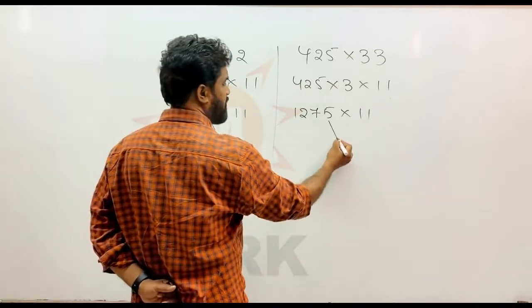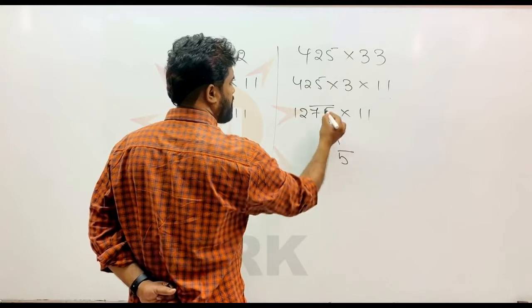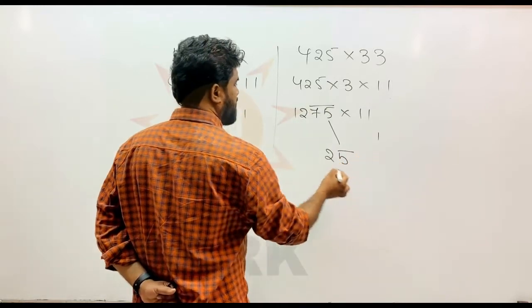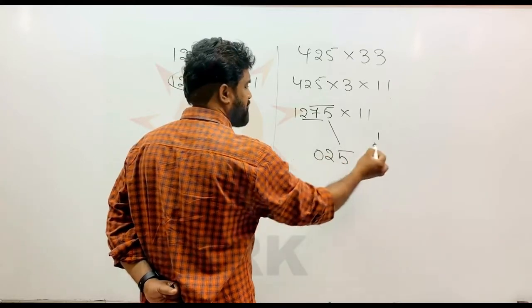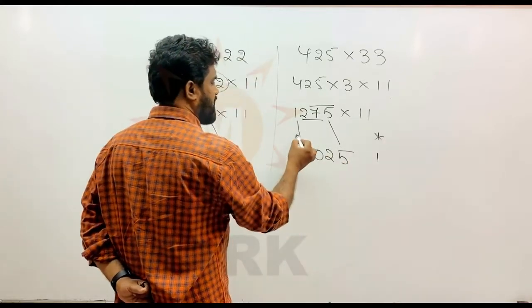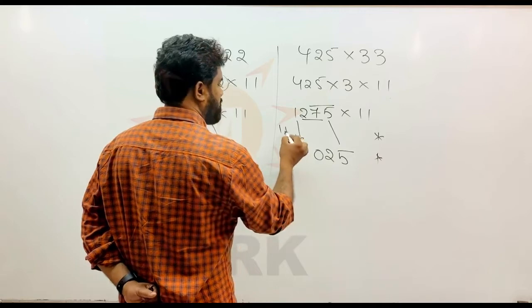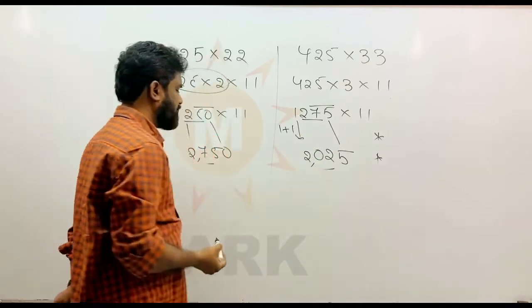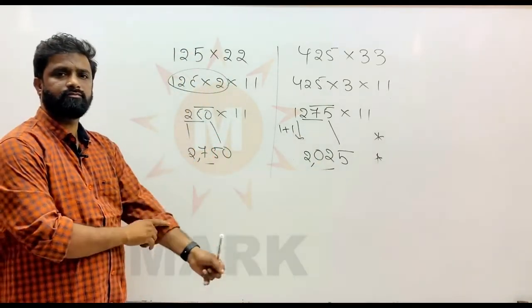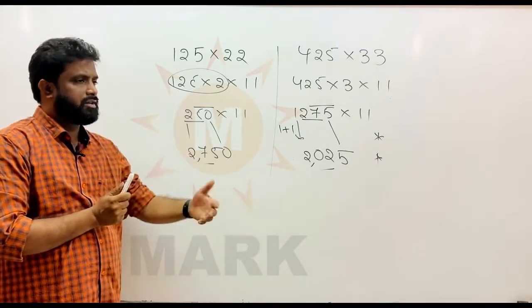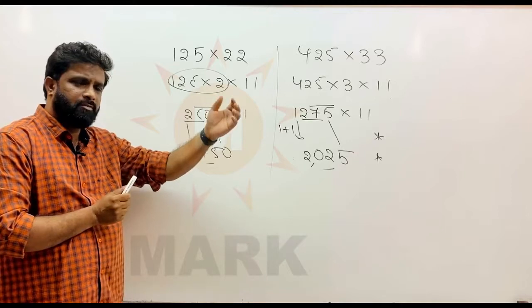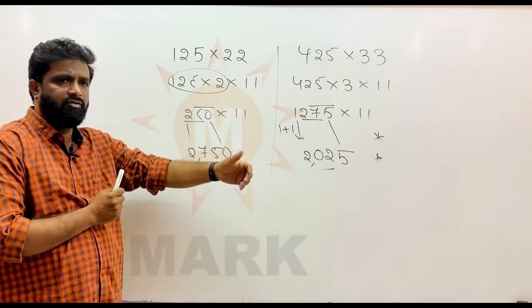1275 into 11. So immediately we can write this like 5, 7 plus 5 is 12, 2, 1 carry forward. 7 plus 2 is equal to 9, 9 plus 1 is equal to 10, 0 and again 1 carry forward. So while letting down 1, 1 plus 1, what is 1 plus 1? 2. The answer is 2025. Okay. So in this case, into 22, into 33, 44, 44 means 4 into 11, 55 means 5 into 11.